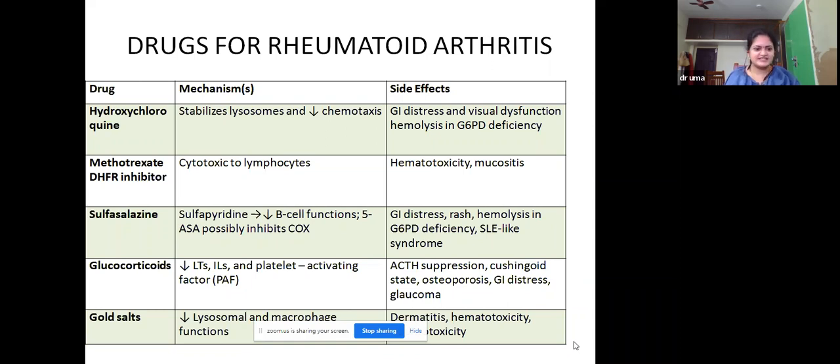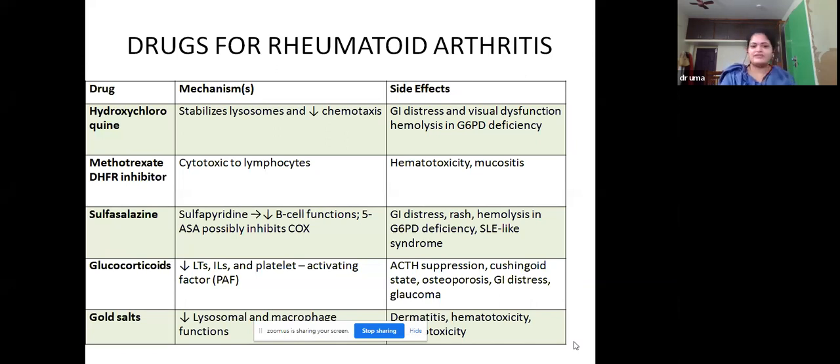Sulfasalazine, we have seen this drug in another place also, that is in ulcerative colitis. It breaks into 5-aminosalicylic acid and sulfapyridine. Sulfapyridine decreases the B cell functions. 5-aminosalicylic acid inhibits the cyclooxygenase. The main adverse effect is that it produces hemolysis in G6PD deficiency and also an SLE-like syndrome.